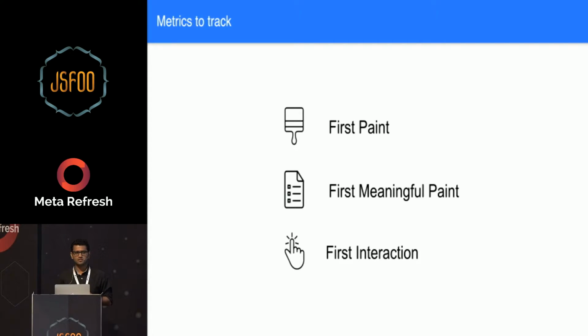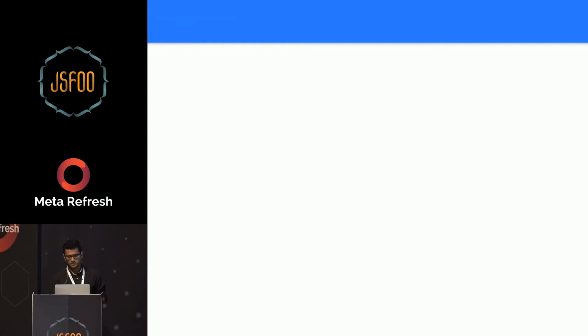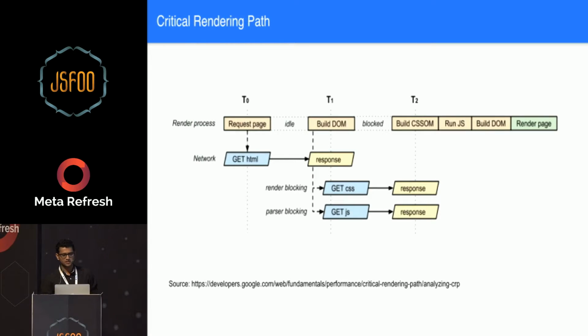The first meaningful paint refers to the time when the user actually sees the actual content he has done the action for. And the first interaction, I mean first JavaScript enabled interaction. That is when your JavaScript is downloaded and executed, and you can handle the user's interaction via JS.